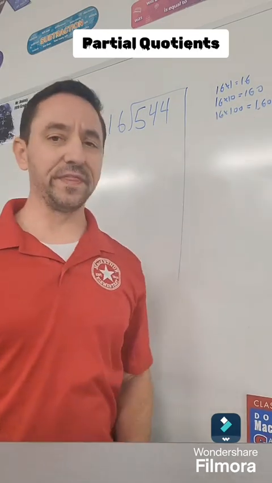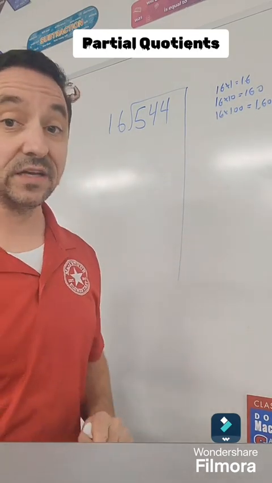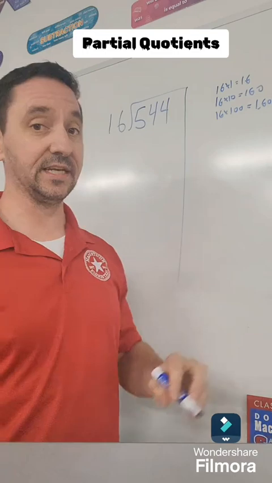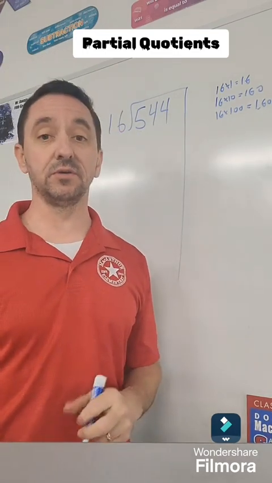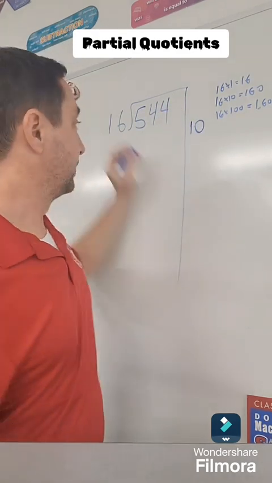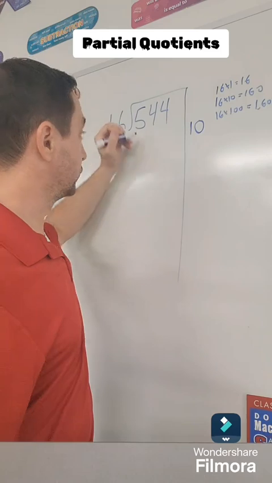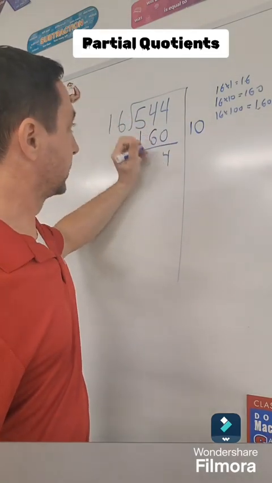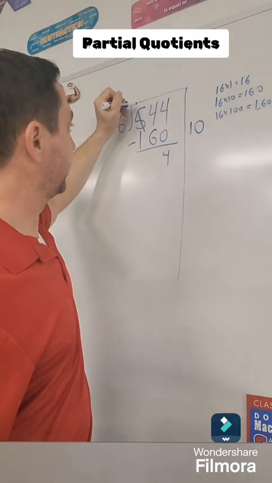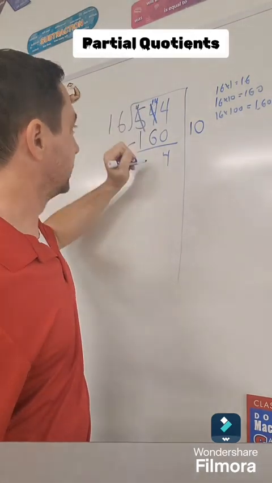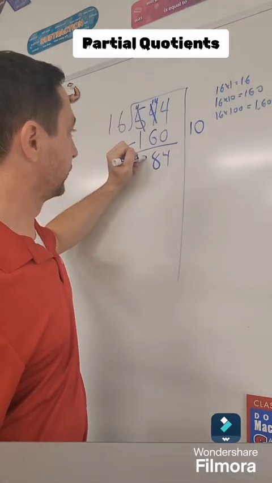16 times 100 is 1,600. Way too big. Not going to use that. So I'm going to go over here to 16 times 10 is 160. I know I can take 160 away from 544. So I'm going to write a 10 on the outside here. I'm going to say 16 times 10 is 160. And I'm going to subtract. 4 take away 0. Got to do some regrouping. So I'm going to take 1 away from here. Makes 4, 14. 14 take away 6 is 8. 4 take away 1 is 3.